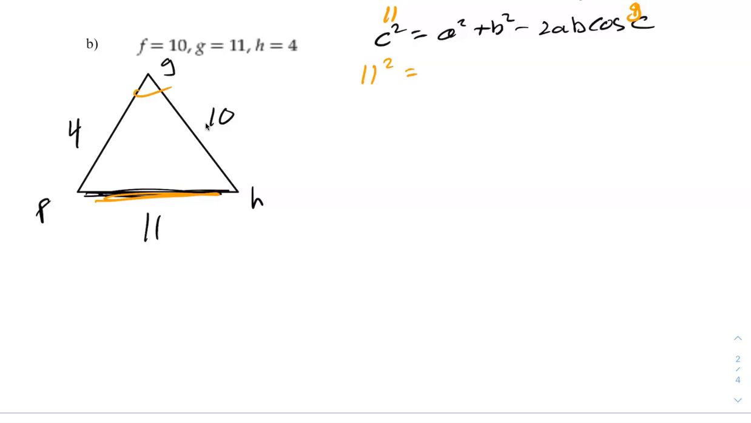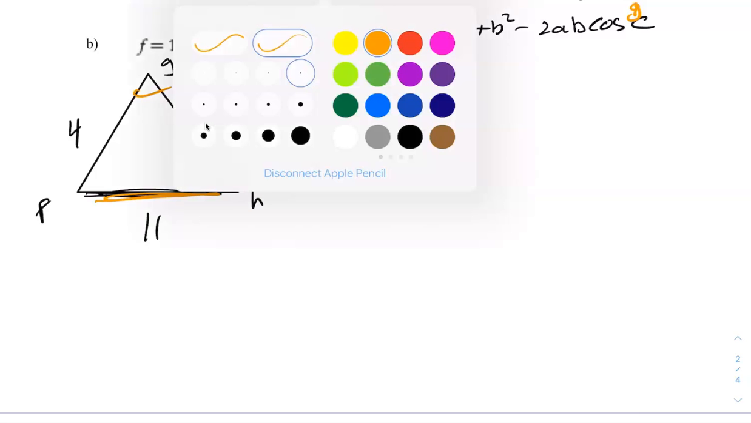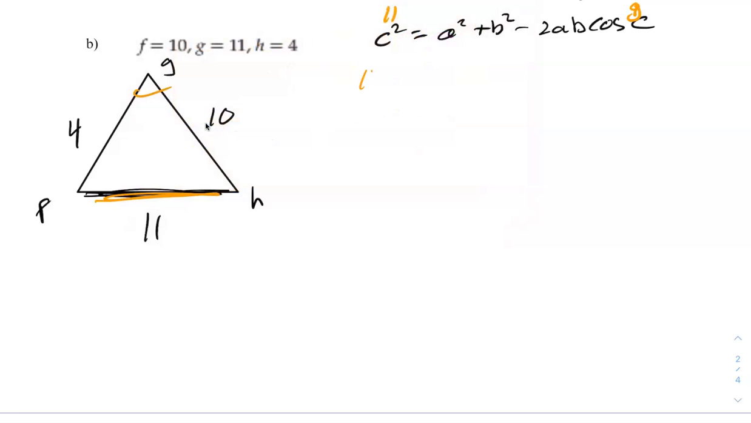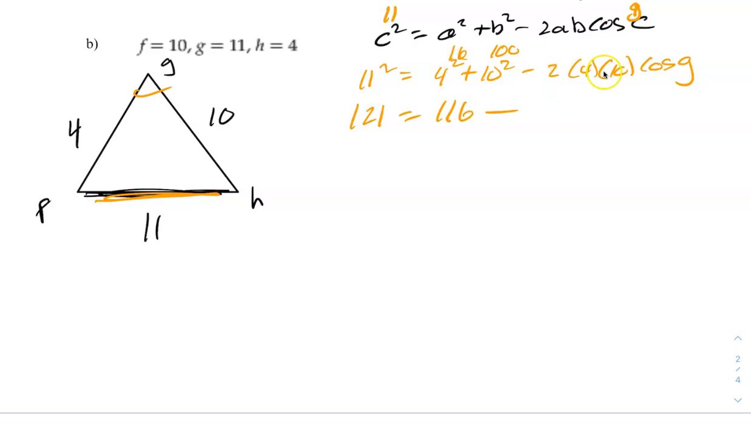So 11 squared equals, and I'm looking for an angle. What am I doing? I should be using another formula. Again, you could use this formula, but I'm here. Let's just use this formula to show how it works. So 11 squared equals 4 squared plus 10 squared minus 2 times 4 times 10 cosine of G. Again, I should have used the angle form, but since we're here already, I'll just solve it this way. And I'll talk about some mistakes a lot of people make. So this is 121. This is 16. That's 100. So 116 minus 80 cosine of G.